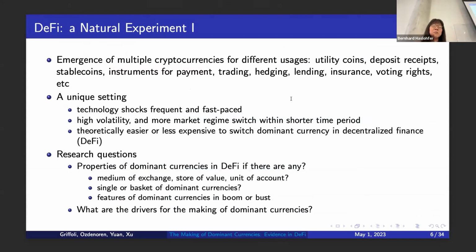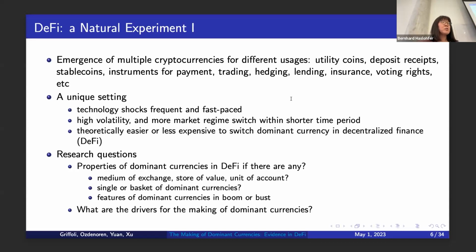They are used for different purposes. Utility coins, as you all know, deposit receipts, stable coins, there are instruments for payment, trading, hedging, voting, insurance, etc. There are lots of shocks, fast pace, and potentially you see a lot of switches. Theoretically, it's easier to switch between currencies for different usages. So we're going to use DeFi as a lab to conduct a natural experiment to see whether there is any dominant currency in DeFi and what are the properties.